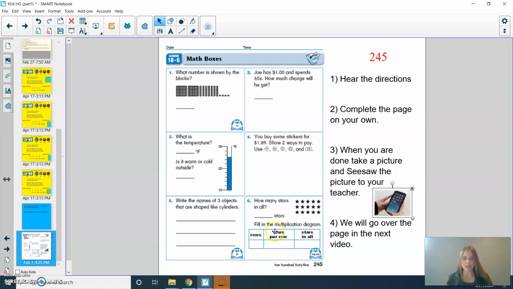Question number six, how many stars? And then fill in the multiplication diagram to go along with the amount of stars.